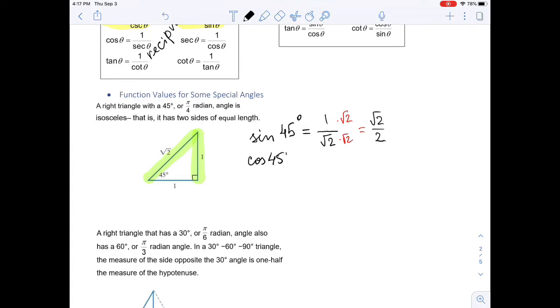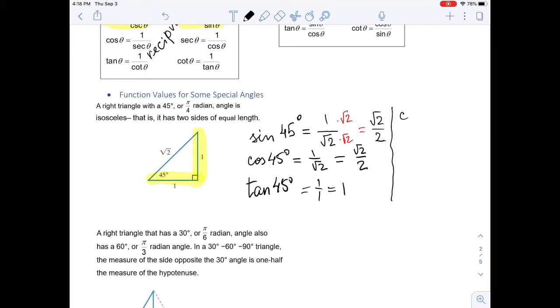Cosine 45 degrees is a quotient of the length of the adjacent side to the length of the hypotenuse. So it's 1 over radical 2. So we're getting the same as sine 45 degrees. And tangent 45 degrees is a quotient of the length of the opposite side to the length of the adjacent side. So we have 1 over 1, which is 1.